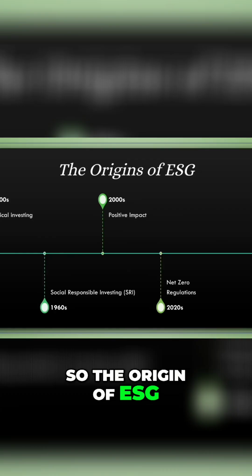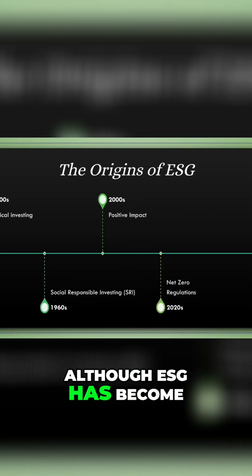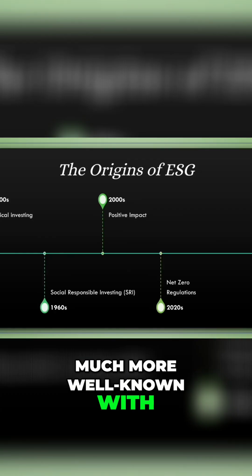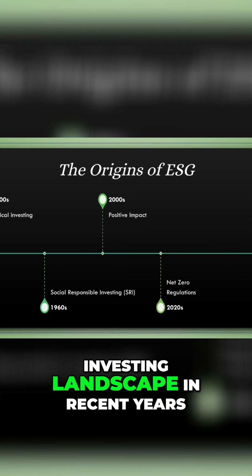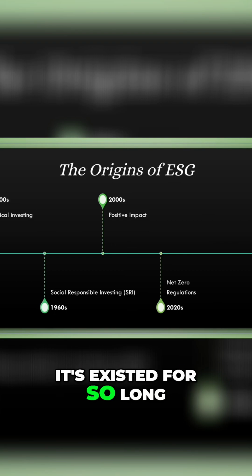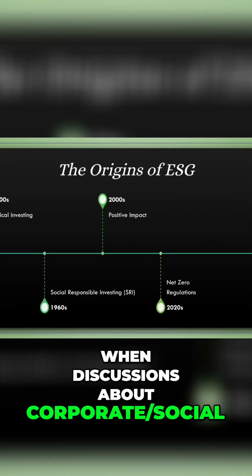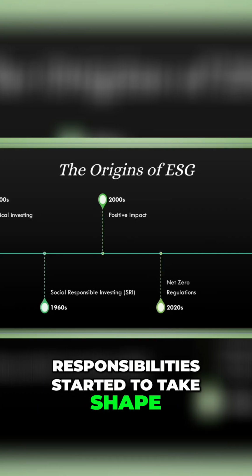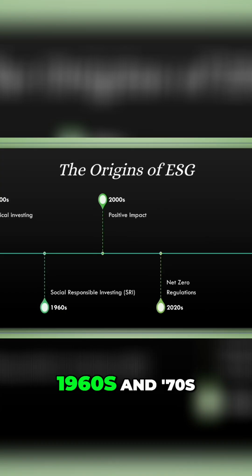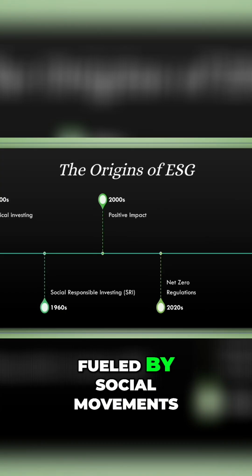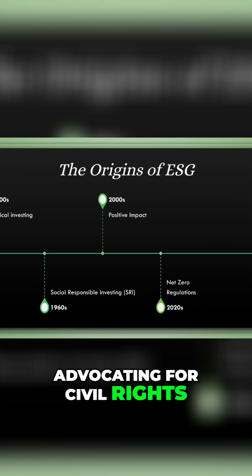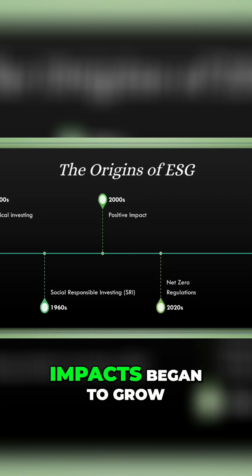So, the origin of ESG. Although ESG has become much more well-known with people outside the investing landscape in recent years, it's existed for so long. The origins of ESG can be traced back to the mid-20th century when discussions about corporate social responsibility started to take shape. However, it wasn't until the 1960s and 70s, fueled by social movements advocating for civil rights, that awareness of corporate impacts began to grow.